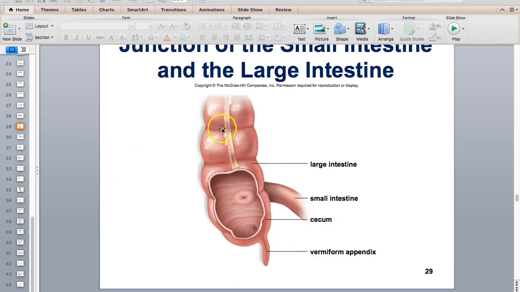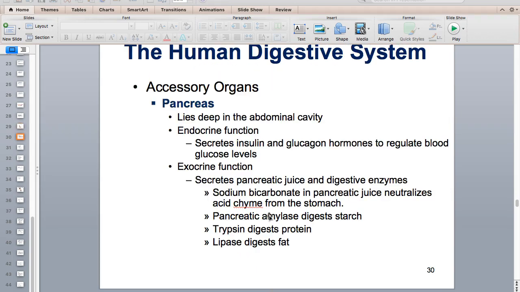Okay, so this is just showing you a picture here, right? This is showing you the small intestine going into the large intestine, and then just showing you that appendix, which is just a sort of outpocketing of this part of the large intestine.